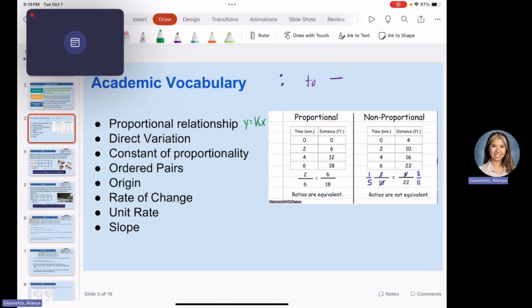Then for direct variation, the relationship between two variables in which one is a constant multiple of the other. That is the same equation, y equals kx. So we can think of direct variations as proportional relationships.